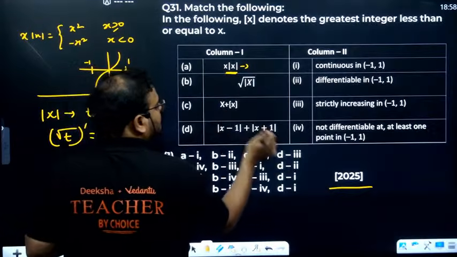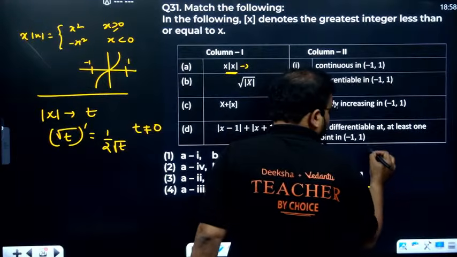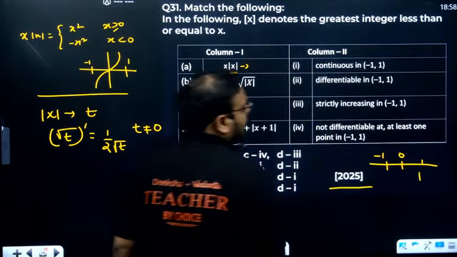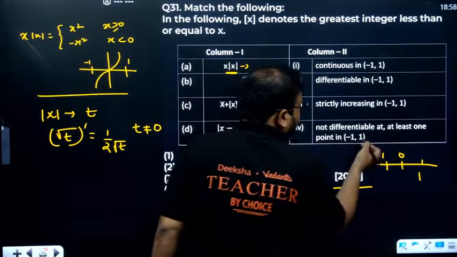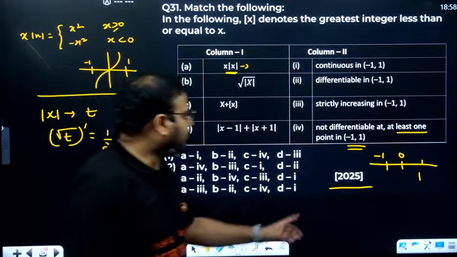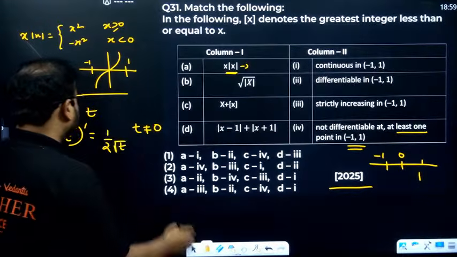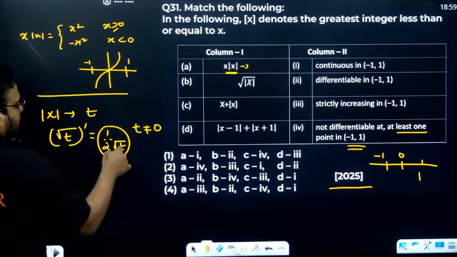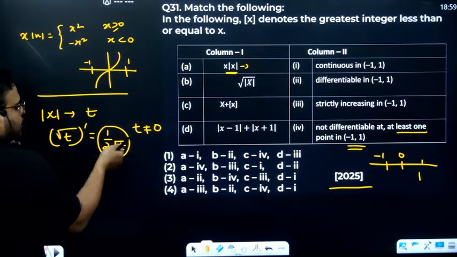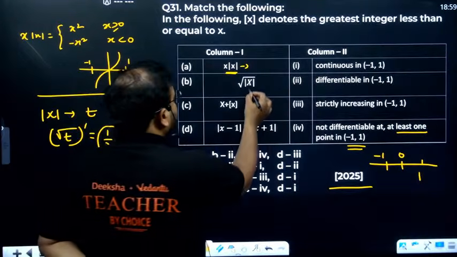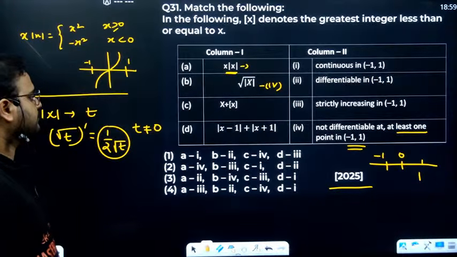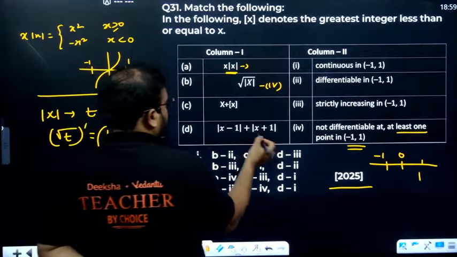So in this condition, I cannot have at least 1 point, because in the interval over here, minus 1 to 1, I will have 0 somewhere, and this function is not differentiable at at least 1 point between minus 1 to 1. Because between minus 1 to 1, we have 0. And at 0, this is going to be undefined. Put x as 0. It will become mod of 0, which is 0 only. You cannot differentiate, 1 by 2 root 0 will come. So can't differentiate, okay? So B will be clearly option number 4. B is option number 4.